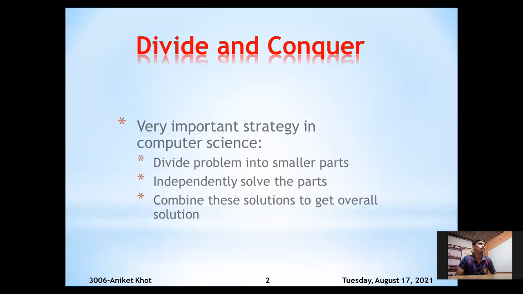Here a problem is divided into multiple subproblems, each subproblem is solved individually. Finally, the subproblems are combined to form the final solution.